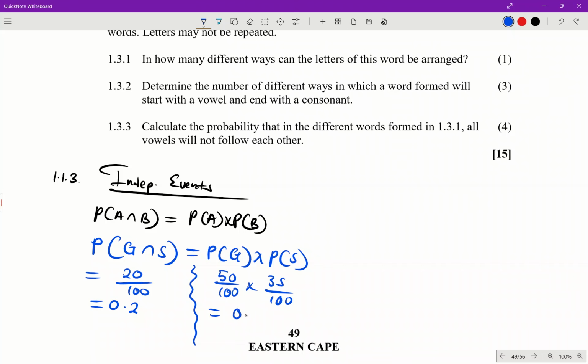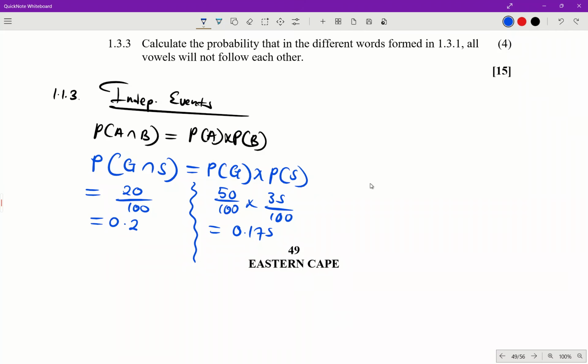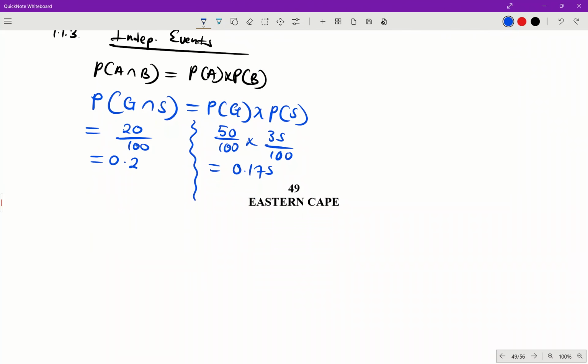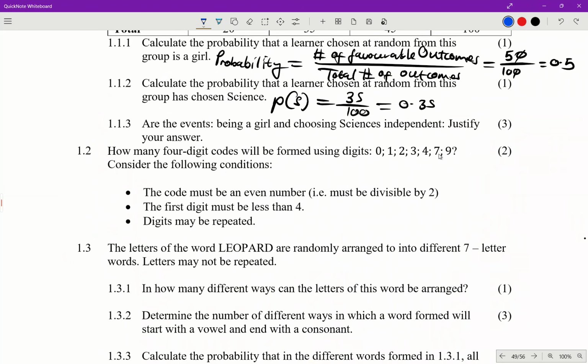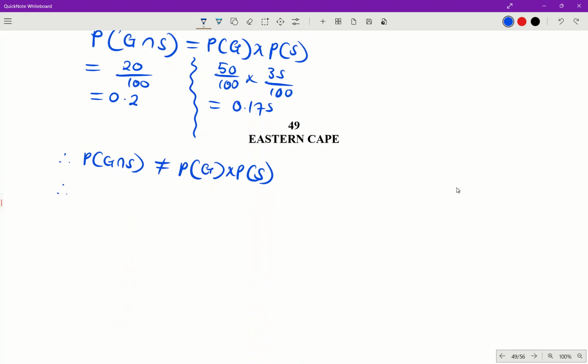So this is 0.175. You can see that the probability of girls and choosing science is not the same as the probability of girls multiplied by the probability of science. So therefore, the probability of girls and choosing science is not the same as the probability of girls multiplied by the probability of science. So this tells you that they say justify. If I'm to check again there, you just say justify your answer. So they say justify your answer.